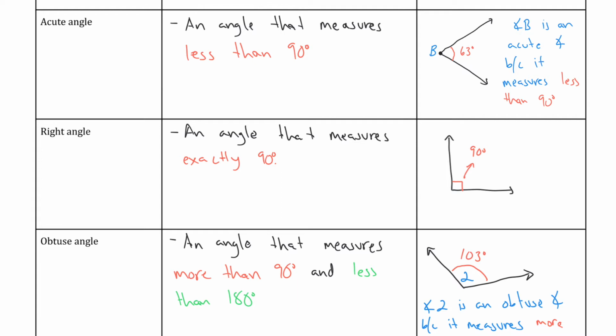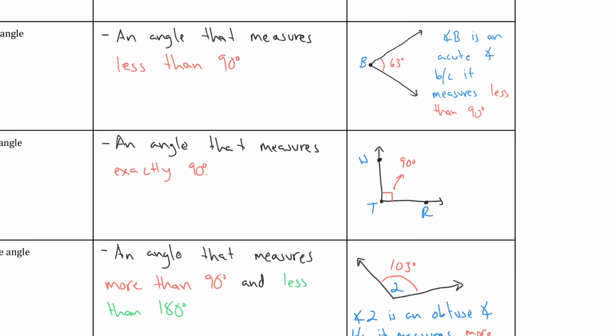All right, so let's give our angle a name. I am going to go back to using 3 points. Let's call this angle WTR. So angle WTR is a right angle because it measures exactly 90 degrees.